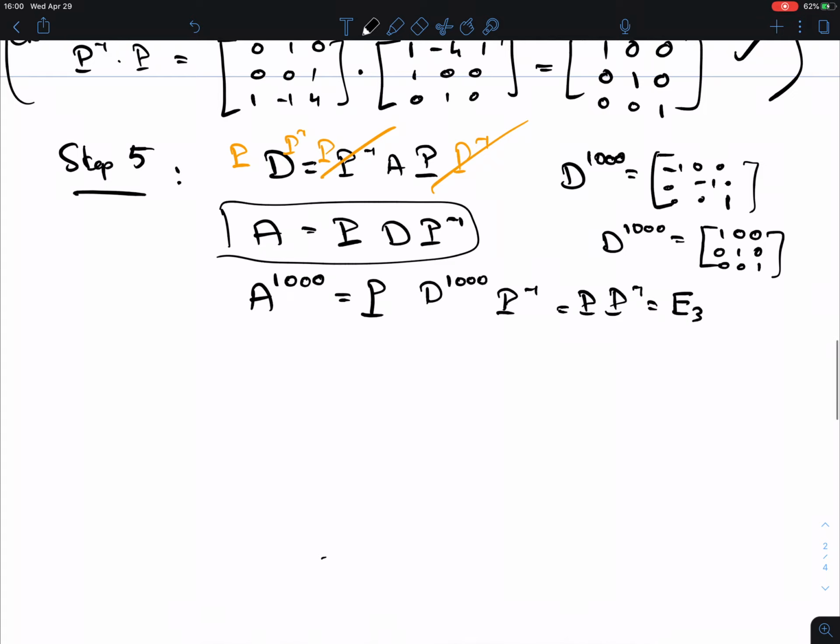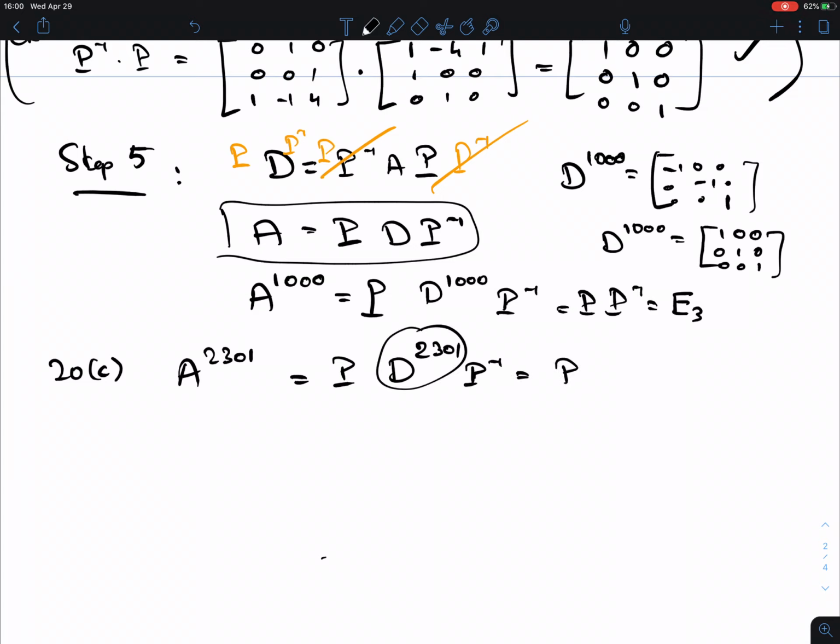So what would be the other one? Well, now we had the power 2301. You notice that once you have done this, you don't need to keep doing everything, right? So now you know that this is P D to the power 2301 times P inverse. The only thing is that this is an odd power, so this is P D P minus 1, right? Because what is D to the power 2301? Well, that is minus 1 to an odd power, that's just minus 1.